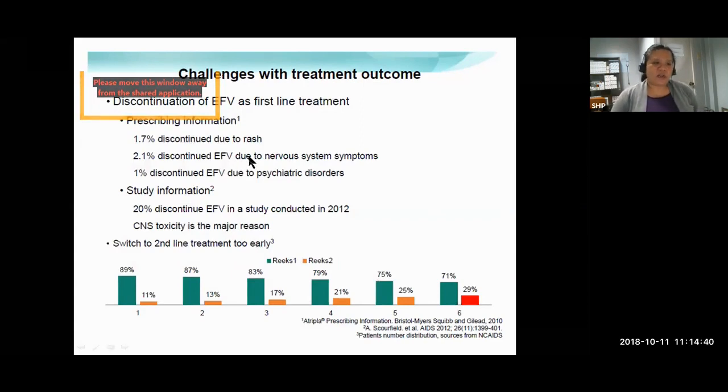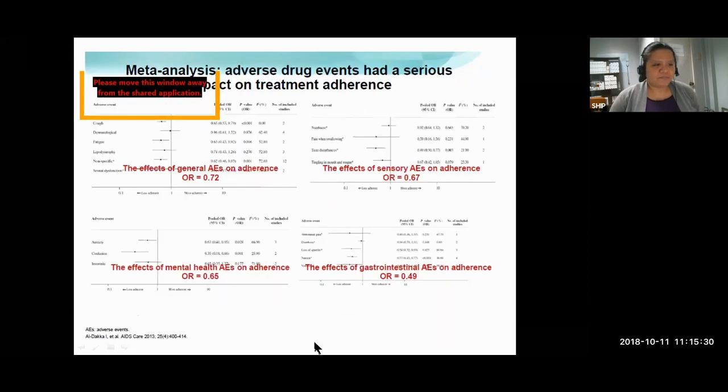And one common scenario is the discontinuation of efavirenz as a first-line treatment. We all know that we are very dependent on this particular NNRTI in our national program. So if patients discontinue efavirenz because of a side effect, then we are really crippled, because probably more than half of our patients here are on efavirenz. But this discontinuation is a reality in the real world, no? They either discontinue it because of the rash, because of the nervous system symptoms, or the emergence of psychiatric disorders. And this is also a reason why patients often shift to the second line.